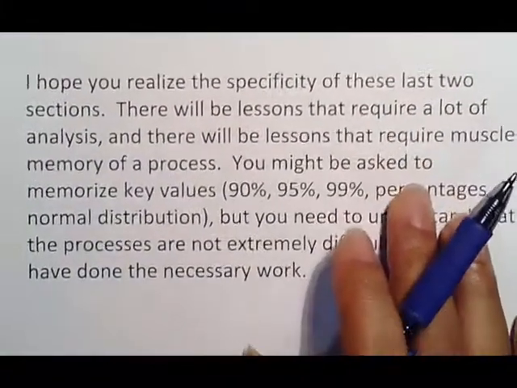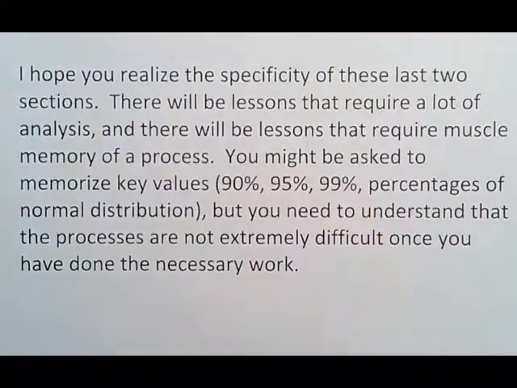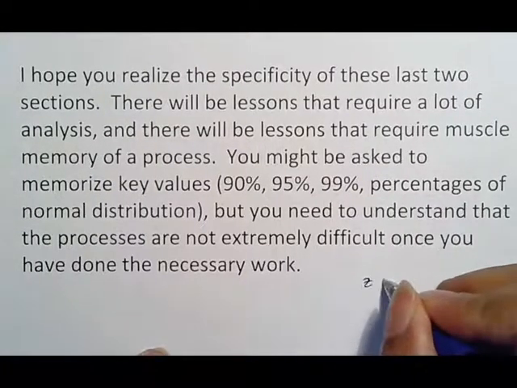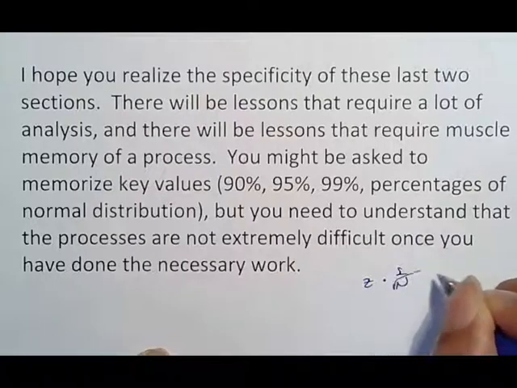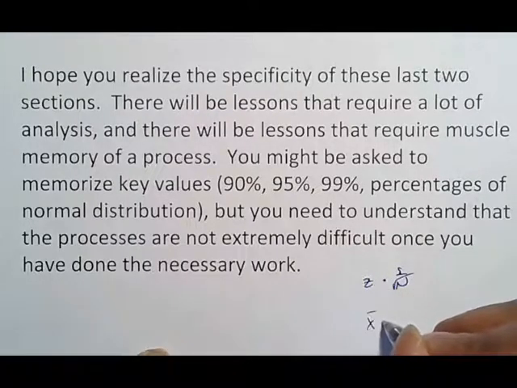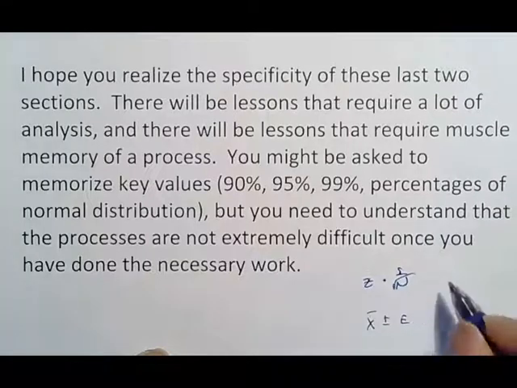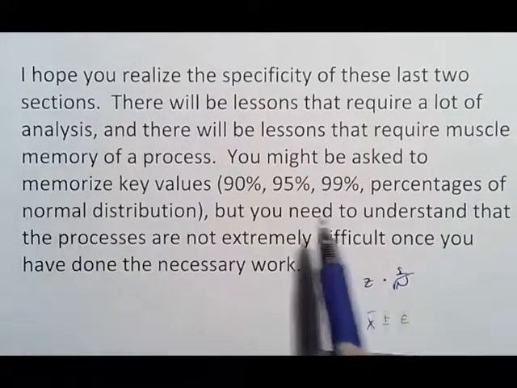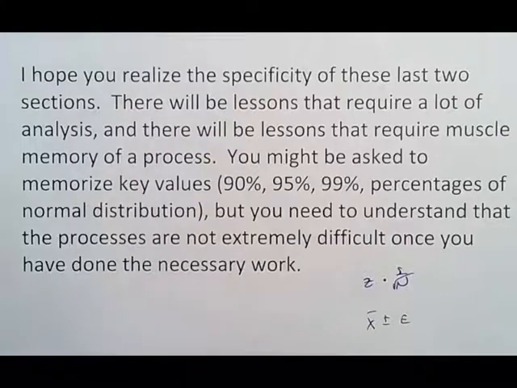I hope you realize that the specificity of the last two sections, there will be lessons in your math life that require a lot of analysis, where you just have to learn how to look and read. I didn't like those that much, and there will be lessons that require muscle memory of a process. I love those because once you get the process down, for example, I know from just doing the examples that you simply take z times s over square root of n, and then you take the mean plus or minus whatever that error is. The only thing I haven't memorized is the confidence interval numbers, but again, that part I loved.